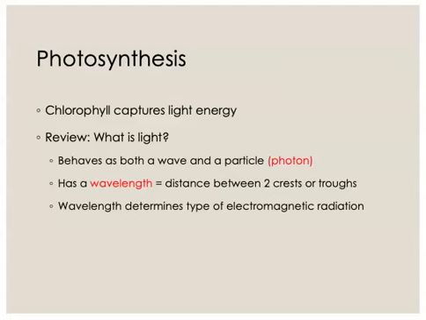Because it has a wavelength, we consider light as a form of electromagnetic radiation. Remember, all a wavelength is the distance between the top of two waves or the bottom of two waves. So what we would call the crests, the top, or the troughs, the bottom. If you measure that distance between the crest of two waves or the trough of two waves, you can determine the wavelength.